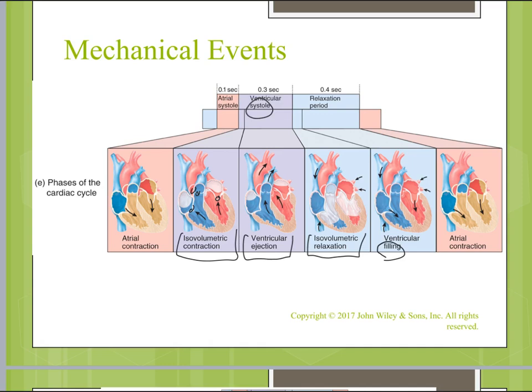That brings us to isovolumetric relaxation. Now, at the end of the ejection phase, both sets of valves are closed once again. The ventricles are now going to start relaxing, reducing the pressure in the ventricles so that the AV valves open. The ventricles then begin to fill with blood, and the cycle begins again.